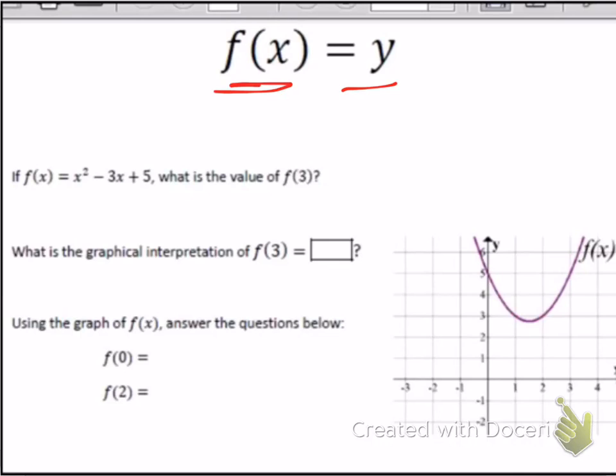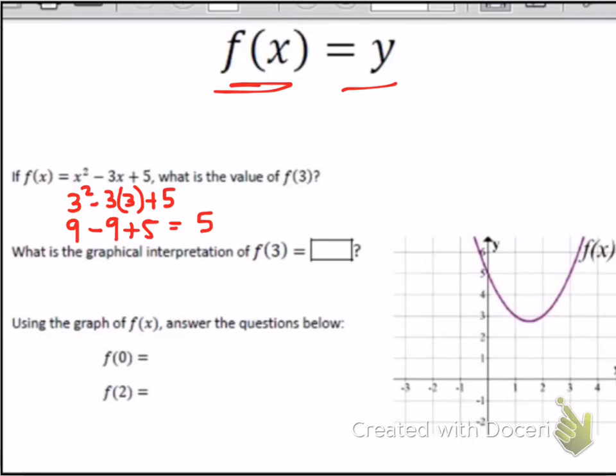Put the 3 in, right? So it's going to be 3 squared minus 3 times 3 plus 5. And you're going to just simplify that according to order of operations. So 3 squared is 9. 3 times 3 would be 9. So 9 minus 9 plus 5. So what's your answer? It's 5.